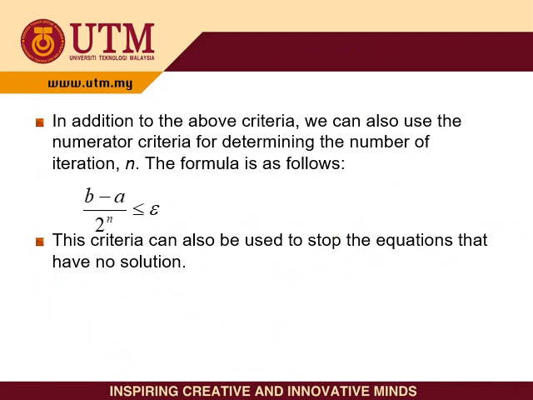In addition to the previous criteria, we can also use the numerator criteria for determining the number of iterations, which is here n. We can use the formula below, right? This criteria can also be used to stop the equation that has no solution. If the equation has no solution, you can use this criteria to stop your calculation.